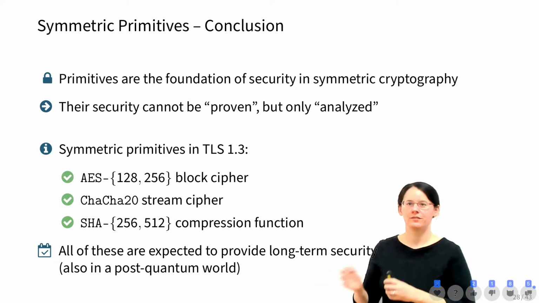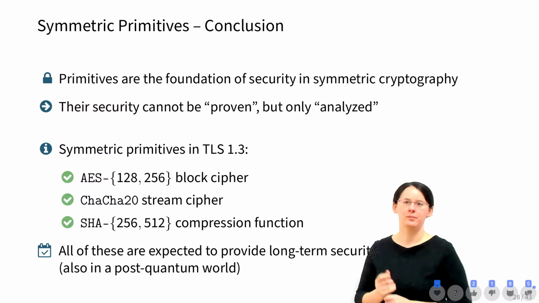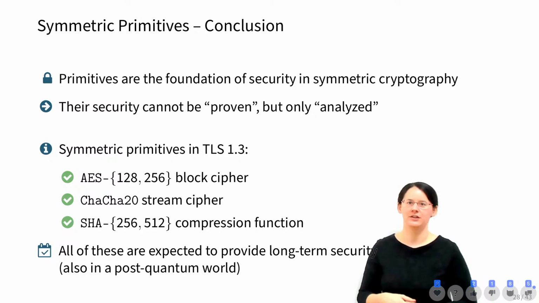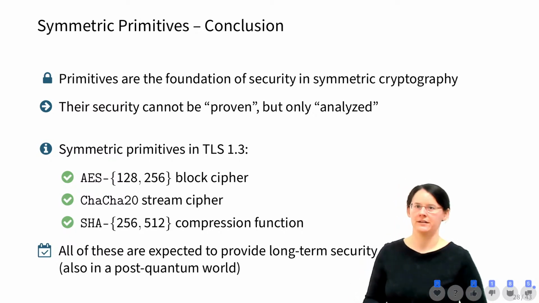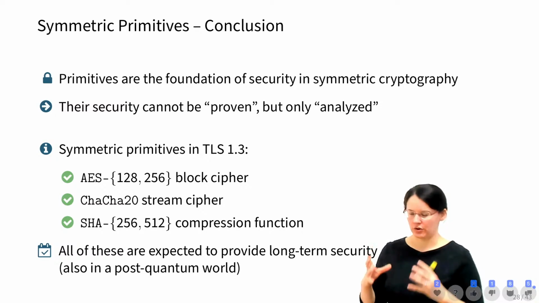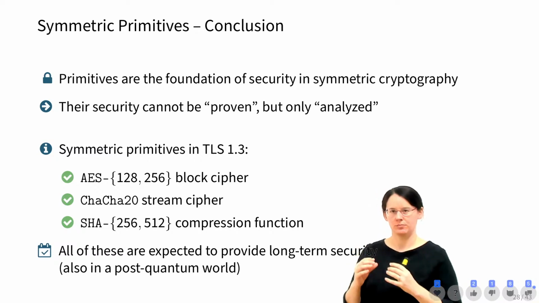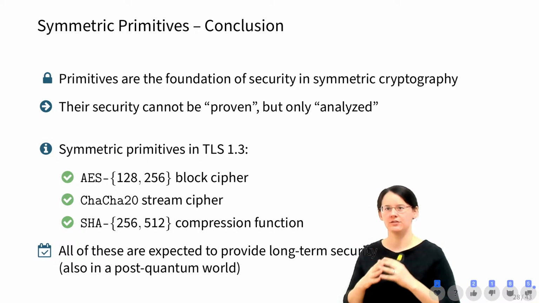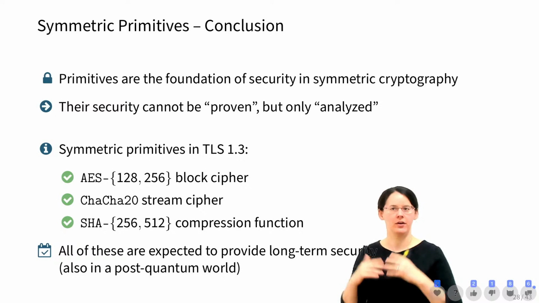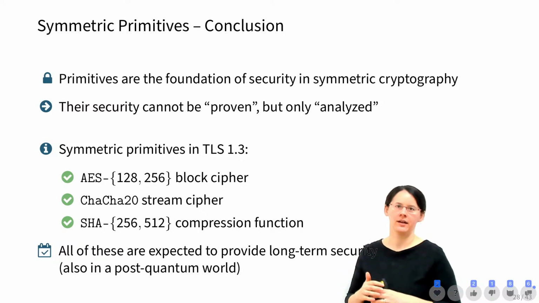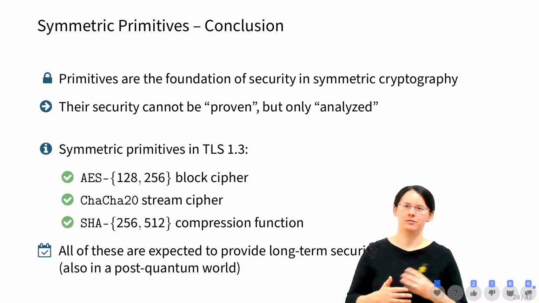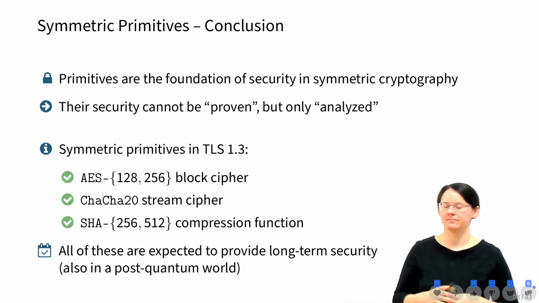So what's the conclusion of the primitive part? Primitives are really the foundation of security in symmetric cryptography. So they are the core building blocks that provide security. Anything smaller, so any of the building blocks, is not secure by itself. For example, a round is not secure by itself. Only the carefully selected number of iterations makes it secure.